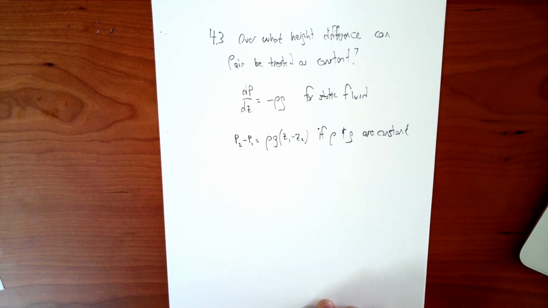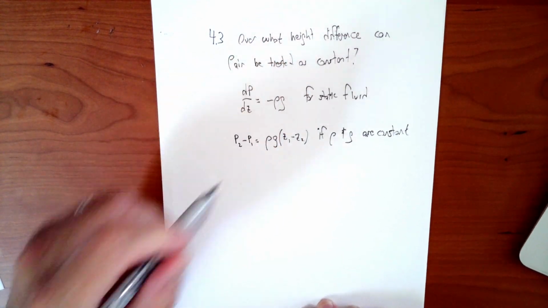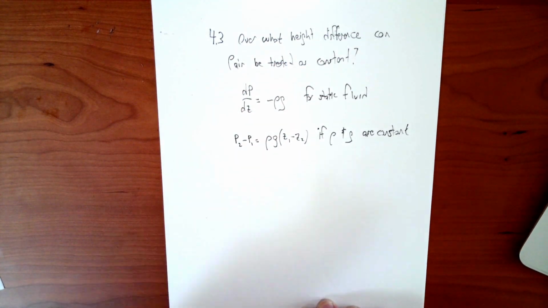So it's reasonable to wonder when we can treat air's density as constant. In the atmosphere, we can treat it as constant in many cases. And so the question we're going to answer today is, how high can we get in the atmosphere before we have to really take into account the fact that the density is not truly constant?